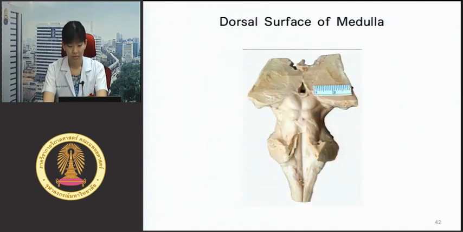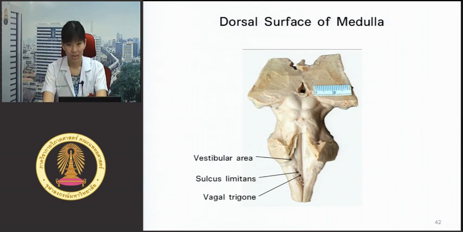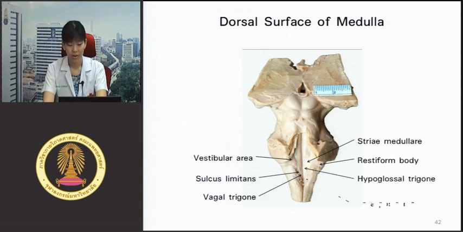Structures at the dorsal surface of the medulla include vestibular area, sulcus limitans, vagal trigone, striae medullaris, restiform body, hypoglossal trigone, area postrema, and obex.